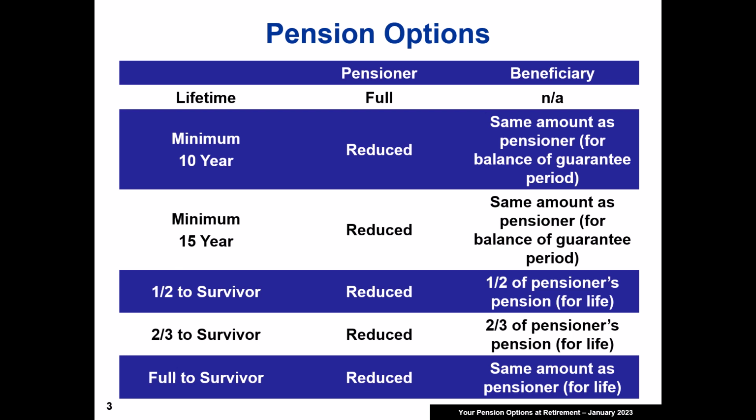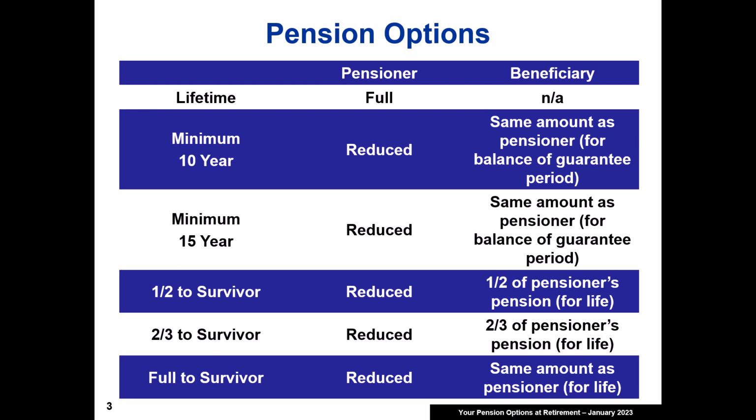1/2 to survivor. Again, the pension is reduced from the lifetime value. Upon the member's death, their spouse continues to receive half of the member's pension for the rest of their lifetime. 2/3 to survivor. Member receives a reduced pension. Upon the member's death, their spouse continues to receive 2/3 of the member's pension for the rest of their lifetime.